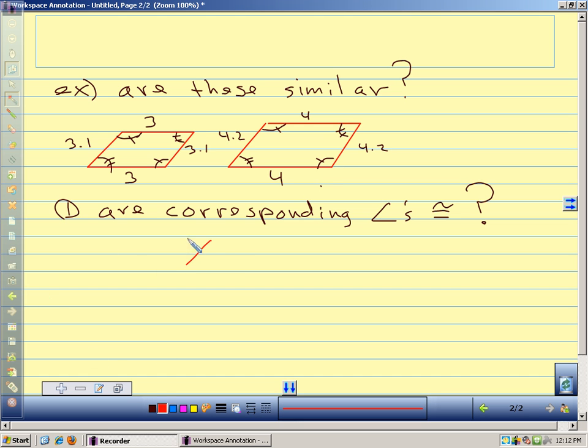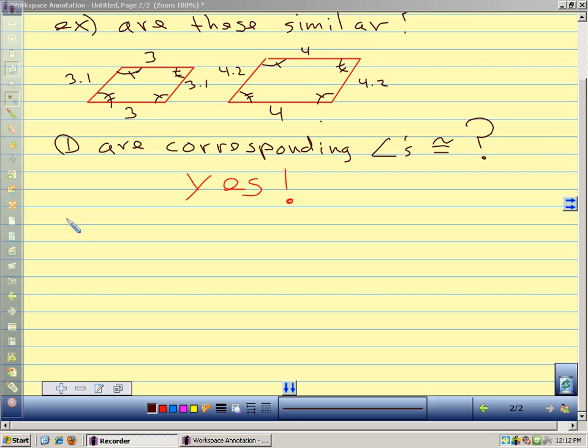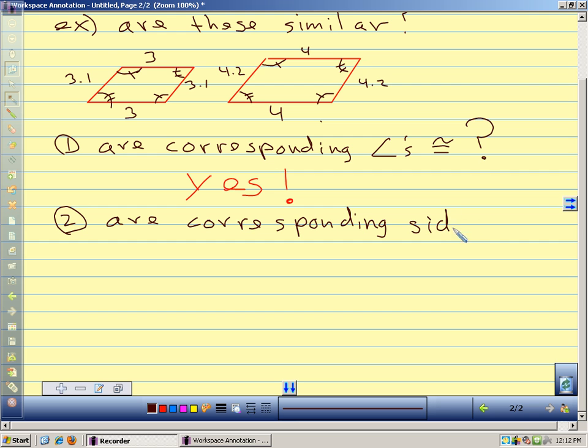So the answer here is yes. Corresponding angles are congruent. There were two things we have to figure out, though, to decide if they're similar. We have to figure out if corresponding angles are congruent. We have to figure out, are corresponding sides proportional?